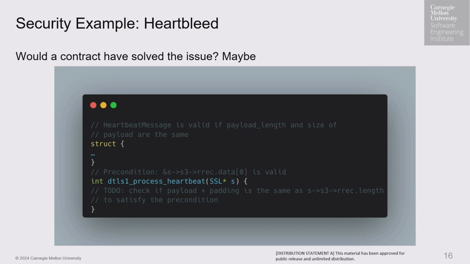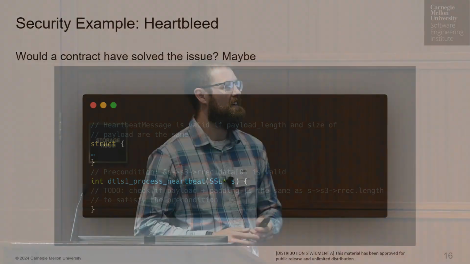So would a contract have solved this issue? Maybe, I don't know. I would guess though, if someone would have taken the time to at least document the idea that the payload length and the size of the payload should be the same, it might have been a little bit more obvious to whoever was using that struct to maybe check that, right?